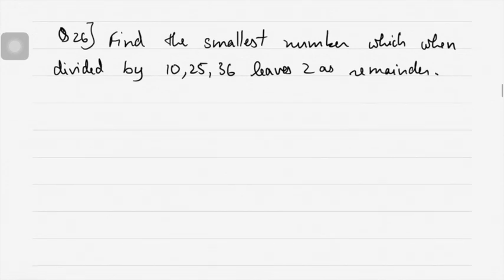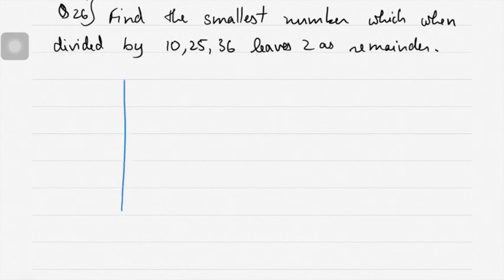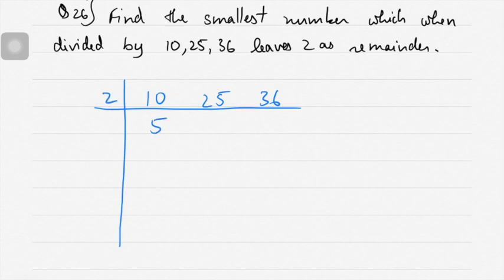let's calculate the next sum. Find the smallest number which when divided by 10, 25, 36 leaves 2 as remainder. Okay, let's solve this. That's the same as the previous question. So first you will find the LCM, then you will add 2 to the LCM, and that would be the final answer. Okay, so 2 5s are 10, 25 I will write as it is because 25 is not divisible. So 25 is not divisible by 2, correct?